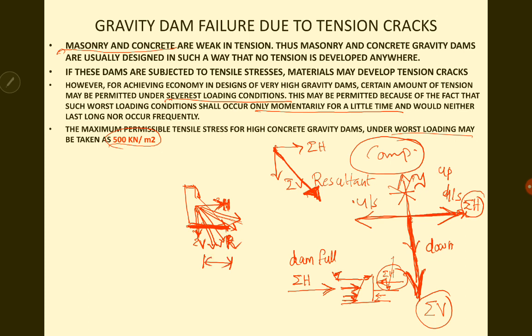Now if the dam is empty, what will be the case? In the dam empty case, V will always act in the downward direction, so no doubt about V. But the direction of sigma H can be in the upstream direction also. If there is any earthquake or any water pressure in the upstream direction, the sigma H will be in the upstream direction.